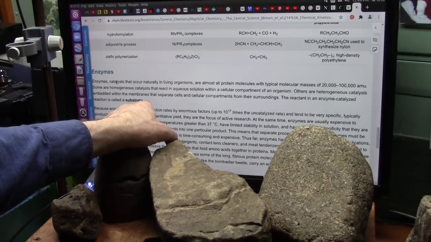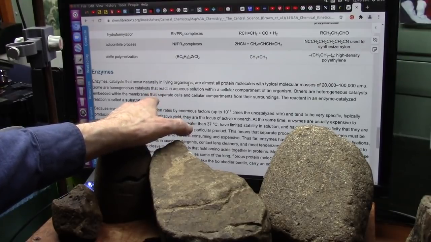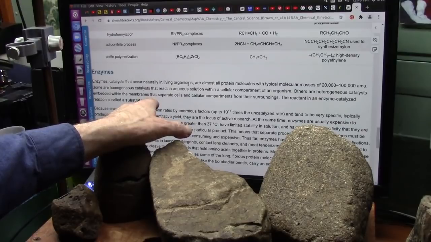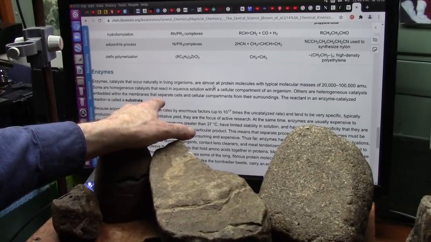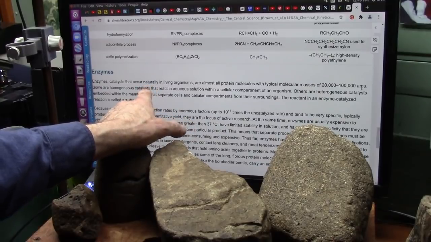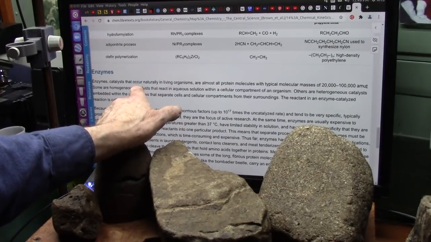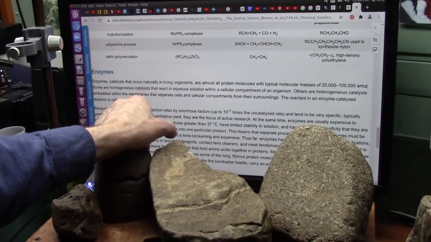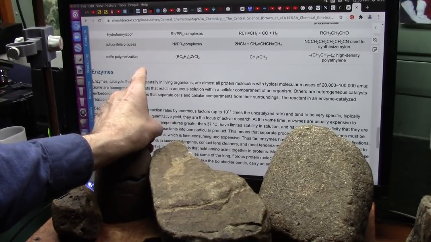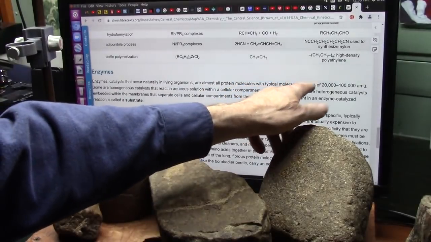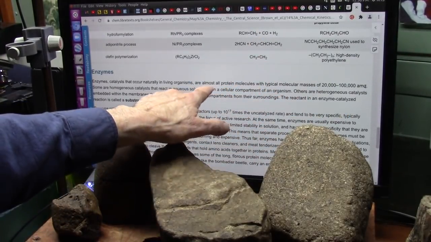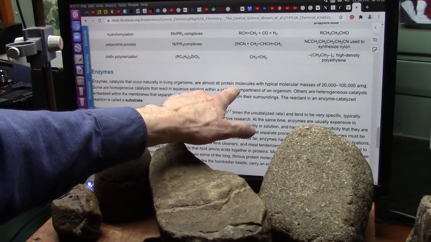Enzymes are catalysts that occur naturally in living organisms, but made by living organisms living inside of that living organism. Almost all are protein molecules, with typical molecular masses of 20,000 to 100,000 AMU. Well, what's an AMU? It's an atomic mass unit. Well, what does that mean? Every atomic mass unit equals one proton. So they're talking 20,000 to 100,000 protons make up a protein molecule.